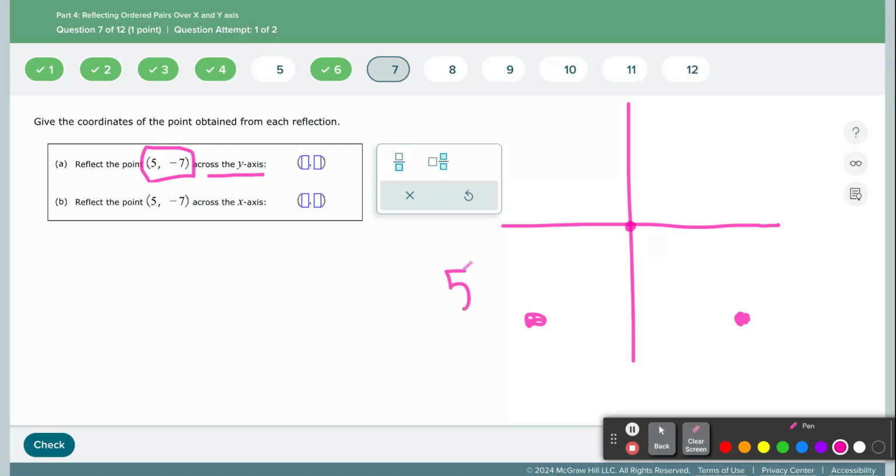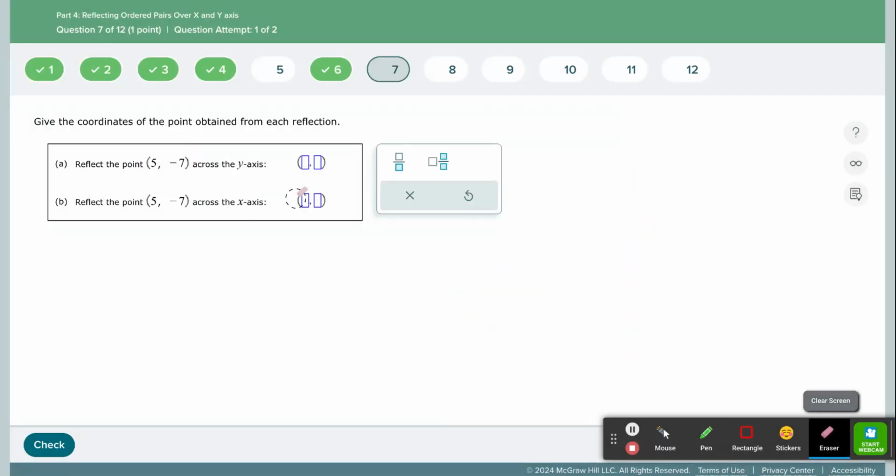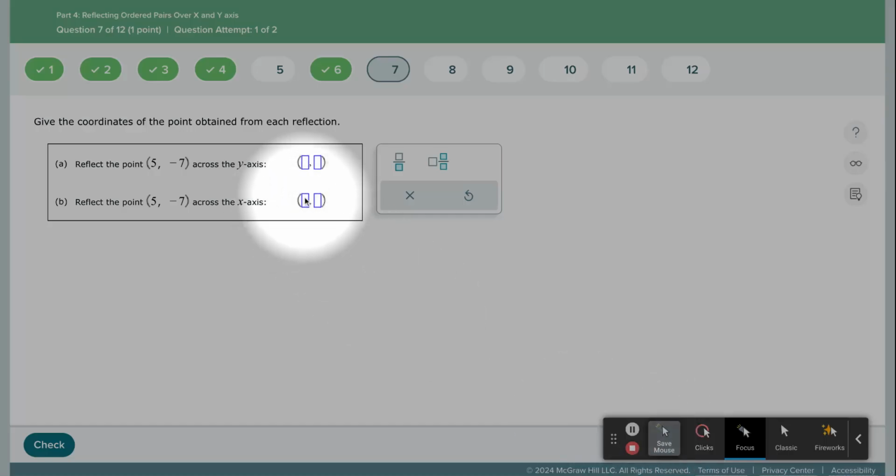Again, my numbers stay the same. 5 and 7 stay the same, right? The only thing that changes is if it's a positive or a negative, depending on the quadrant it's in. So how do I get down here? If I start at my origin, I would have to go backwards, which means it's a negative, and I would have to go down, which means that's a negative. Every number in here is a negative, negative. So it's a -5 and a -7.